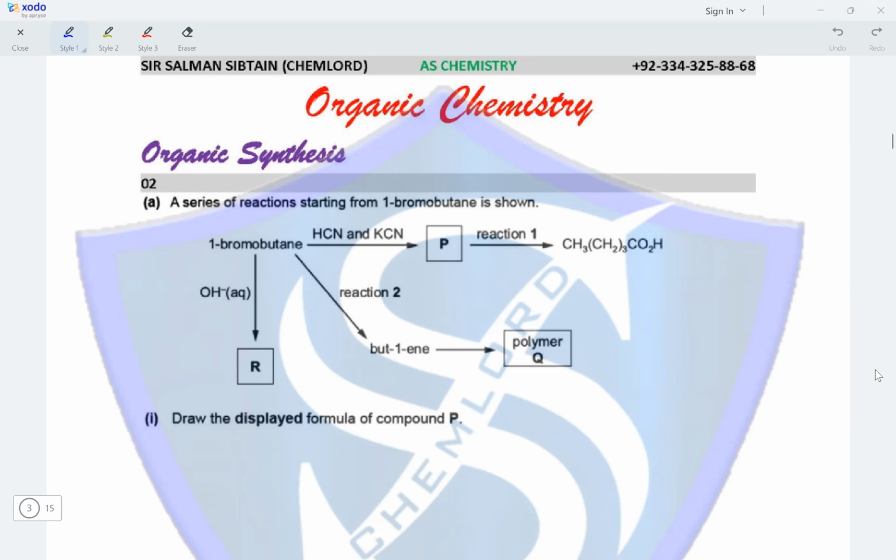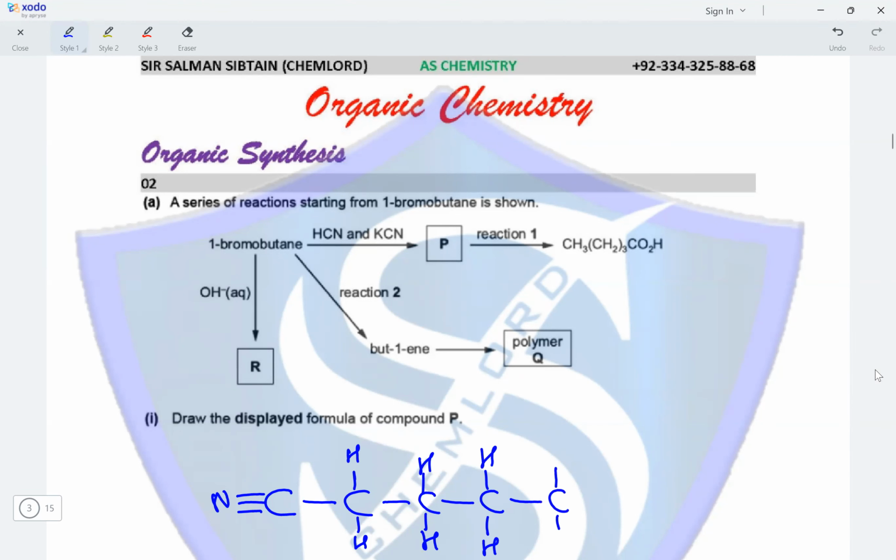So draw the displayed formula of the compound P. Compound P is formed from 1-bromobutane. On the first position, the Br is replaced by CN. So CH2, and it says displayed, so we'll have to make all the bonds. So CH2 will be rewritten as C single bond H, C single bond H. Then we have another CH2, another CH2, and another CH2. And in order to complete the chain, this CH2 will be bonded by another hydrogen, making it into a CH3 molecule. So this is the displayed formula for compound P.